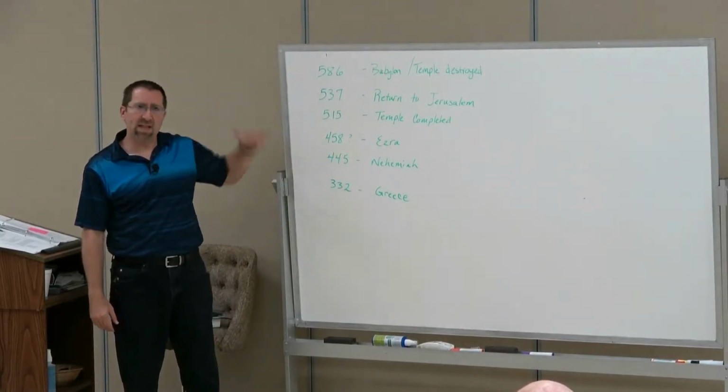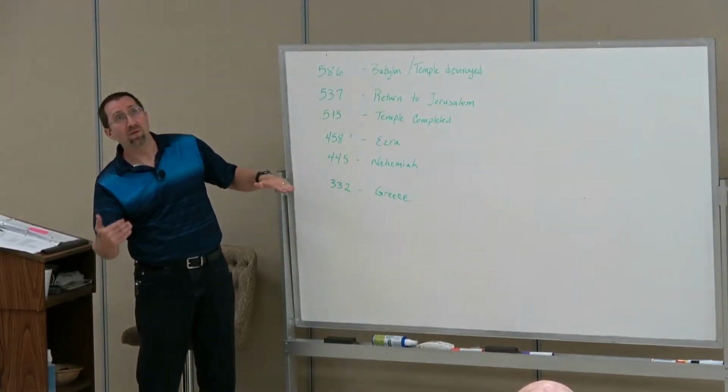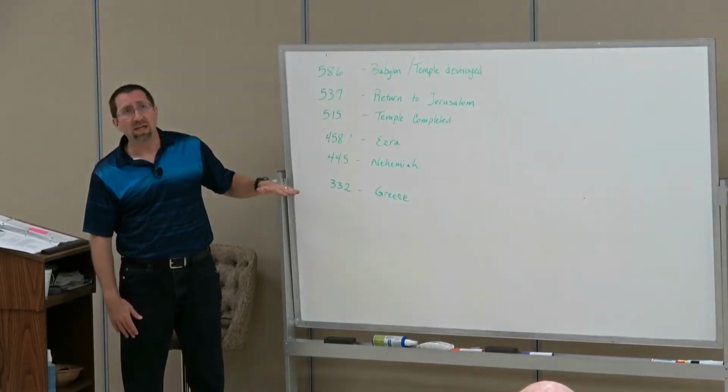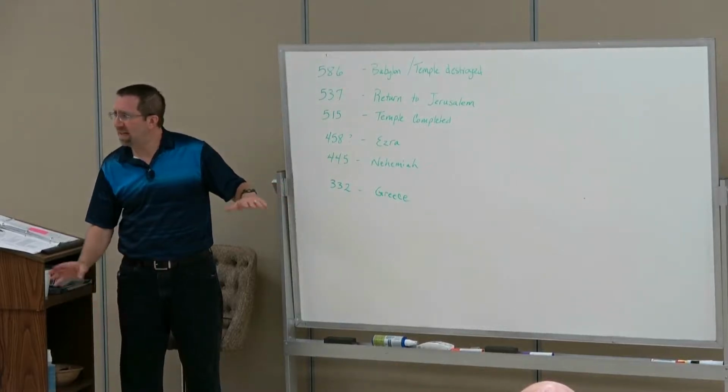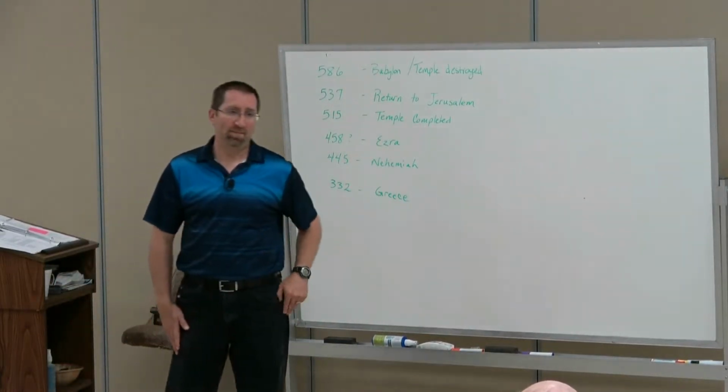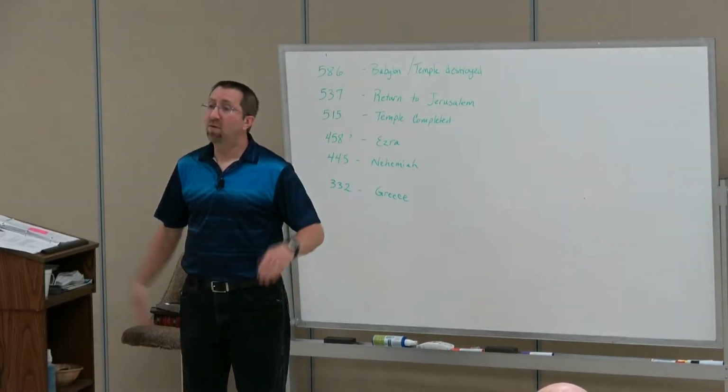Okay, right at the end of, let's see, the 4th century. So right around the beginning of the 4th century, right around 390-ish BC, is when we believe Malachi wrote. Okay, so that leaves 400 years.